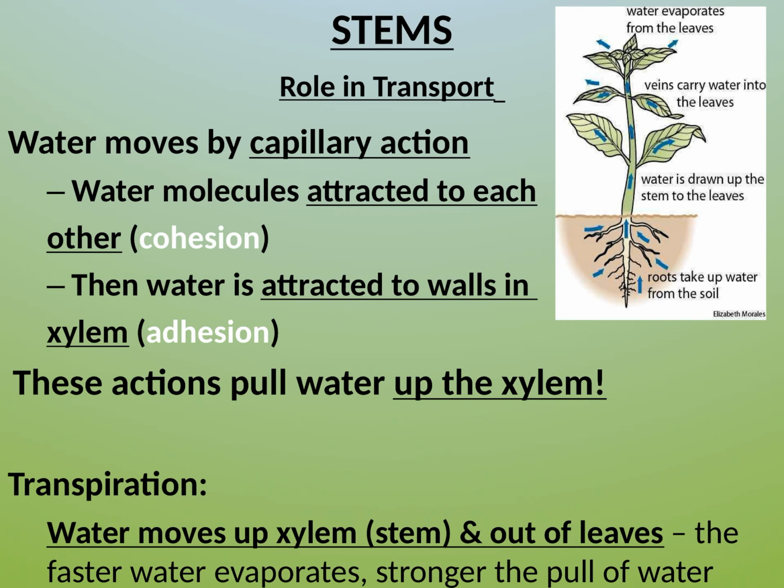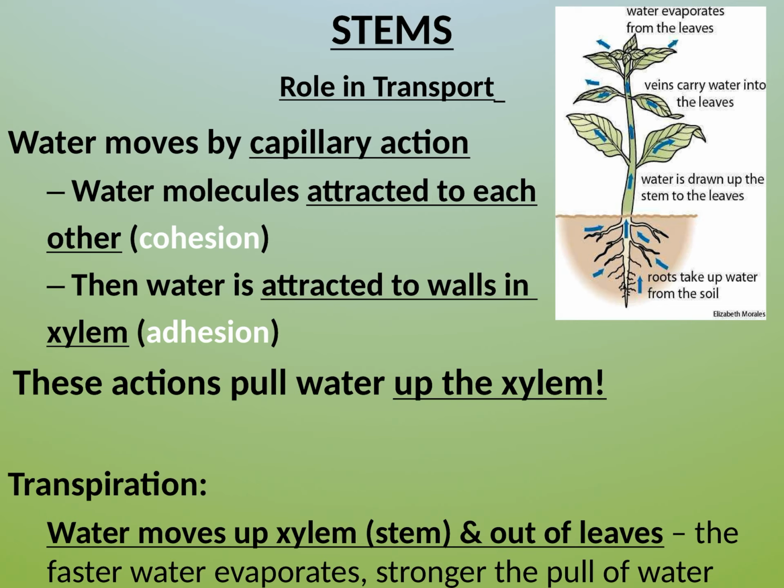The water is also attracted to the walls in the xylem. That is called adhesion. Have you ever heard anything called an adhesive? An adhesive makes things sticky, right? It sticks things to other things. I got an adhesive strip, put it on the wall, you stick stuff to the wall, right? Adhesion attracts things to others. So the water is attracted to the walls in the xylem. That is called adhesion. So because of cohesion and adhesion, water is able to be moved up through the xylem.